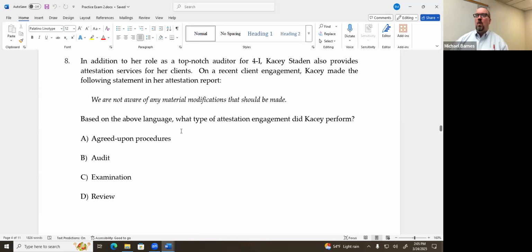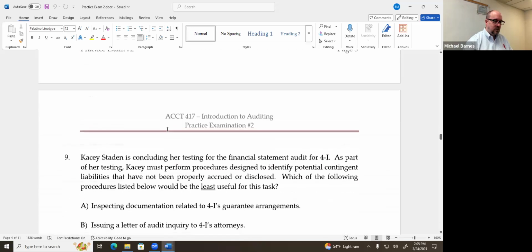This is an interesting question. What type of language is being conveyed in this particular statement? Specifically, what type of assurance is being conveyed? It's negative assurance. This is a negative assurance statement. There's only one type of engagement that uses negative assurance. Which one is that? A review. A review uses negative assurance.